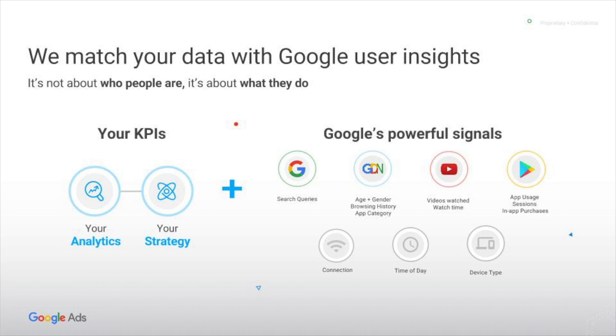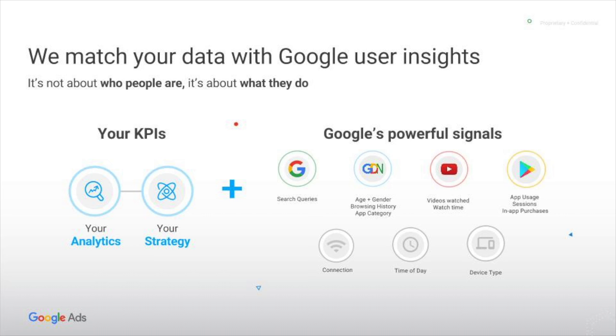So for instance, if we know that a certain time of day works better for the type of users that you have, or if you just have certain types of apps installed, we'll use that information combined with the information that you send us to really make sure we show users the right ad at the right time.